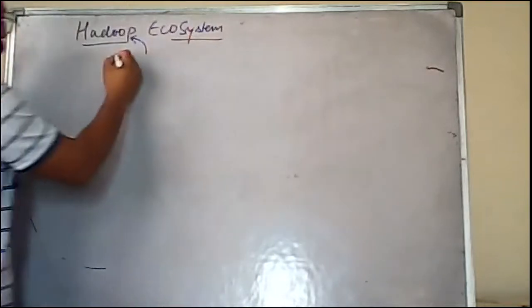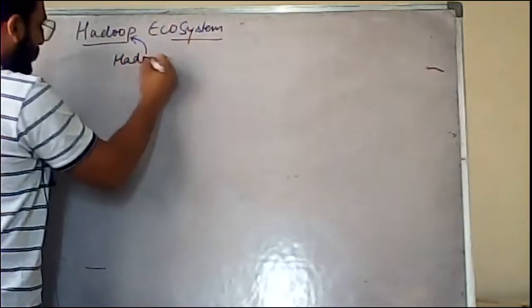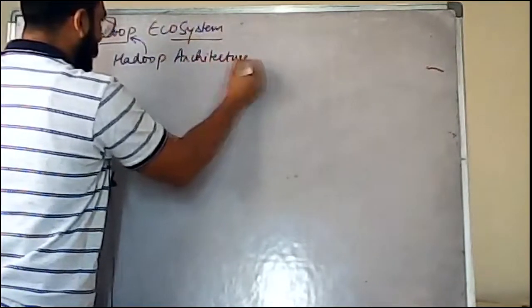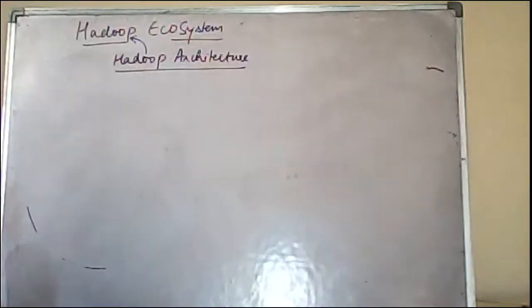Before that, we will go for Hadoop architecture. How will Hadoop store the data? Storing is done by your HDFS, and then how it will analyze your data is with the concept of YARN. Okay, YARN means map and reduce.